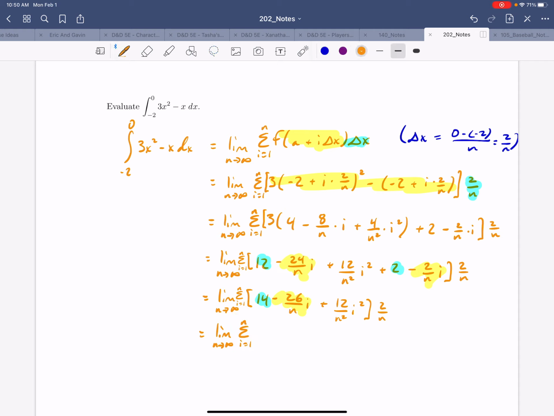Awesome. Sorry about that. Okay, now remember, at this point, multiply the top by 2 and make sure to divide the bottom by n, right? So I think we're getting 28 over n minus 52 over n squared i plus 24 over n cubed i squared. Okay.